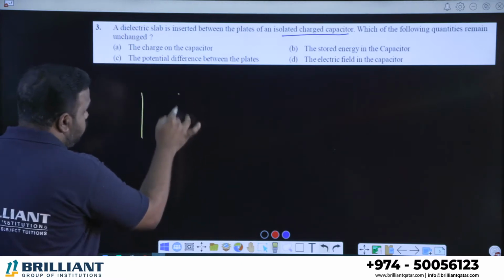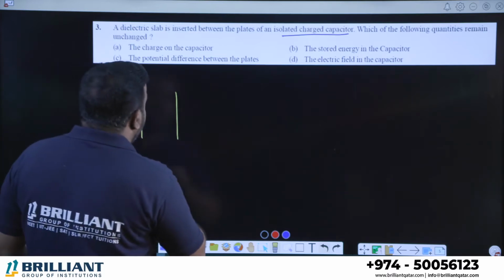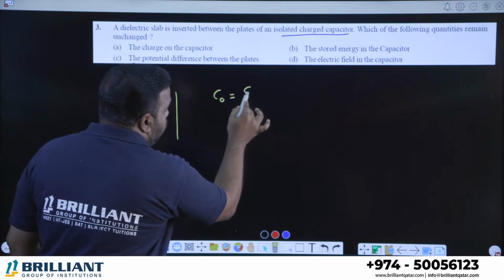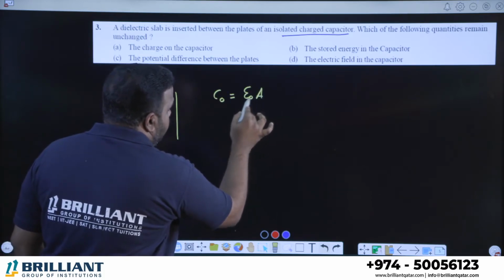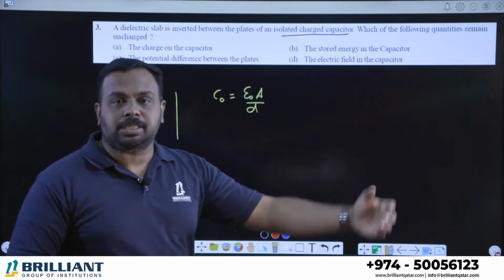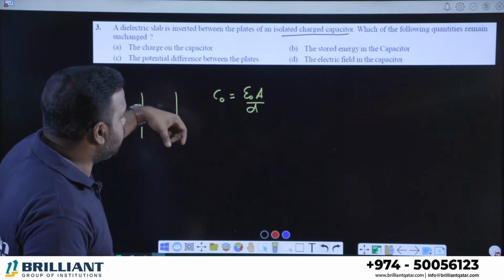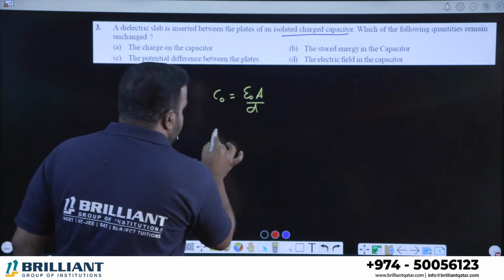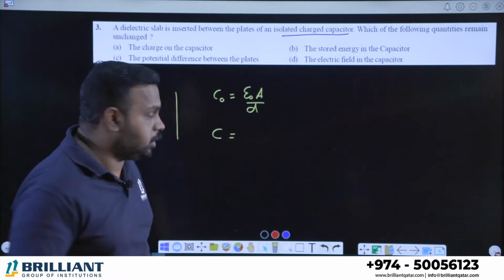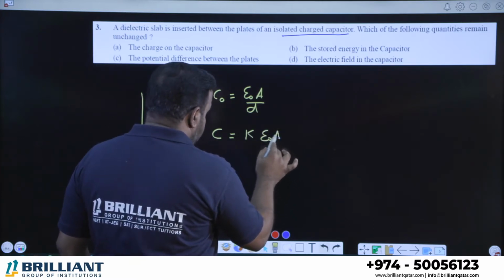Look at this. Let it be the plates of the capacitor. Right? So in this capacitor, when a dielectric slab is inserted, you know that if the medium is free, then we have the formula for the capacitance, which is epsilon naught A upon d, right? Epsilon naught A by d. This is the expression for the capacitance of a parallel plate capacitor. Inside that, in between the plates of that capacitor, a dielectric slab is being introduced. So the capacitance will definitely change. We will get a new capacitance which is equal to K times the initial capacitance. So K epsilon naught A by d.